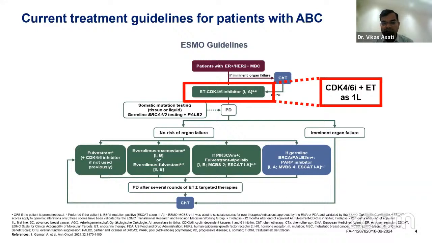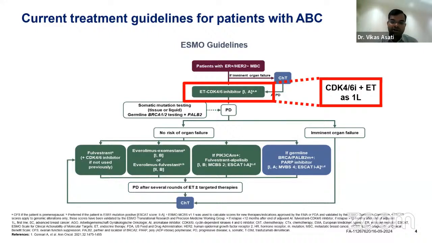Although we have data based on the RIGHT Choice study that even in patients with visceral crisis, the combination of endocrine therapy and ribociclib works very well, that we will discuss in the subsequent slide. But apart from these patients, and most of the patients where there is no visceral crisis, I think there is no doubt that endocrine therapy, something like an aromatase inhibitor, either letrozole or anastrozole, with either of the CDK4/6 inhibitors is the way to go.